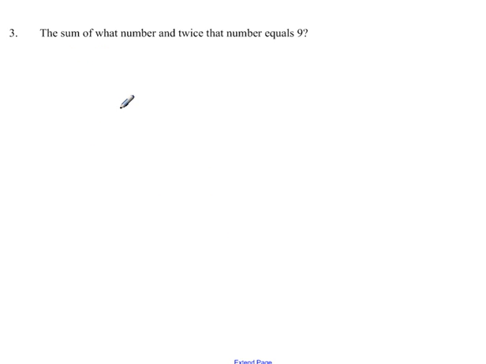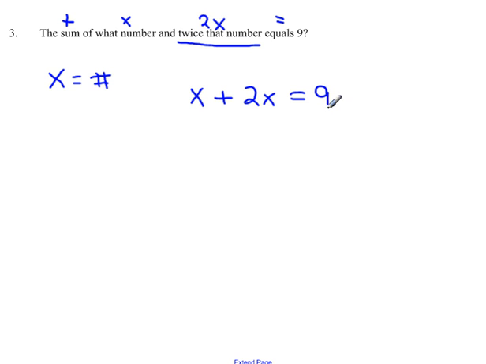Okay, something a little bit harder. The sum, we know that means addition. What number? There's our variable x. Well, here's a new thing we haven't seen yet. What does twice that number mean? Well, we're still referring to the number x here, but we're saying twice that, which means 2 times that number x. And of course, equals. So x is again the number. So what number and the 2x, so that's the sum of what number and twice that number, equals 9.